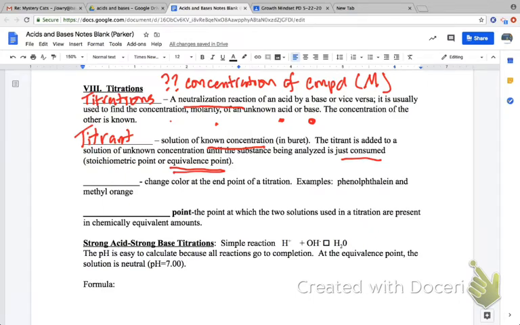To figure out that we are at the equivalence point, we look for the end point. The end point is a change in color that is seen whenever the titration has hit the equivalence point. Examples of that would be phenolphthalein and methyl orange. Phenolphthalein and methyl orange are indicators.